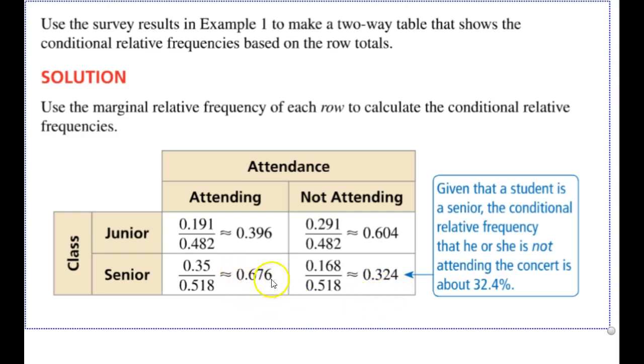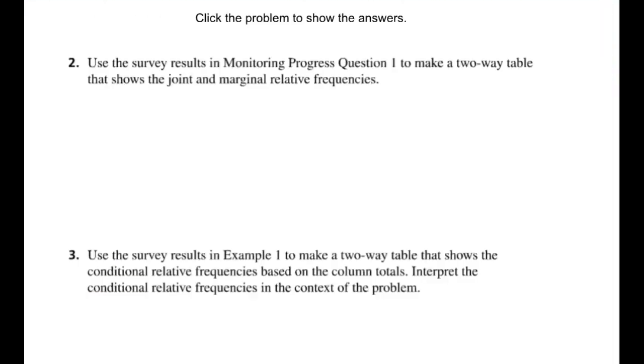Given that the person is a senior, the conditional relative frequency that they would be attending the event is 67.6%. So now I can use this information to help us find some more probabilities and some data from that. So now here is your next monitoring progress. Try them, see what you get.